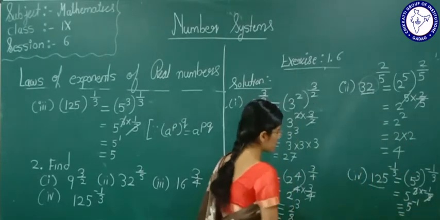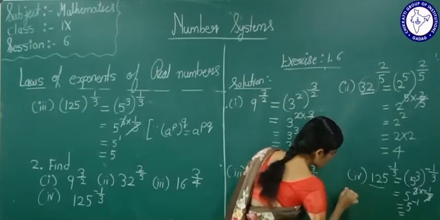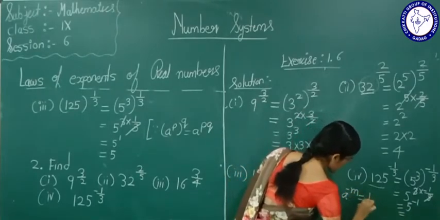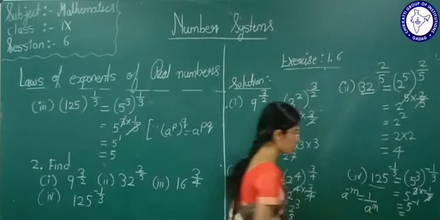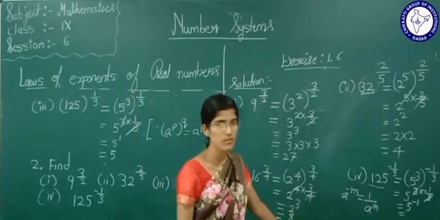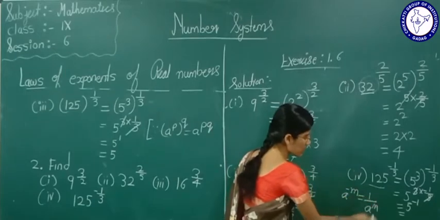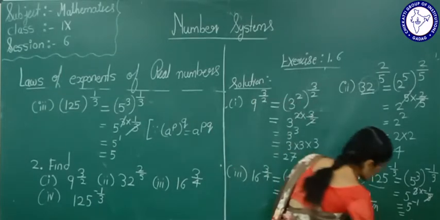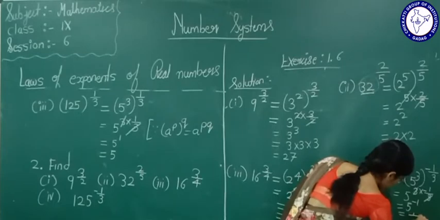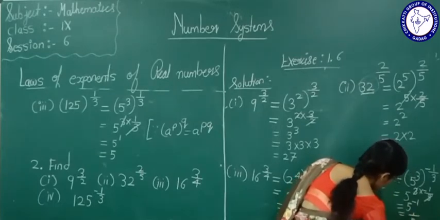Now see here students, a raised to minus m is nothing but 1 divided by a raised to m. You knew this, right? You have learnt in your previous classes. A raised to minus m can be written as 1 divided by a raised to m. That is 1 divided by 5 raised to 1.